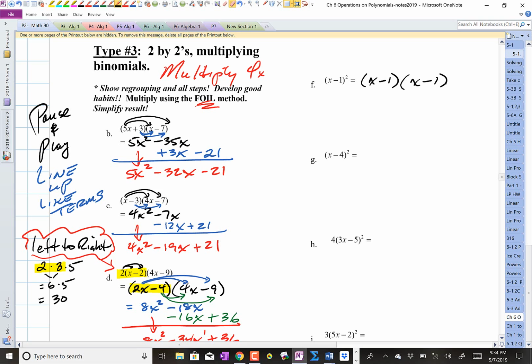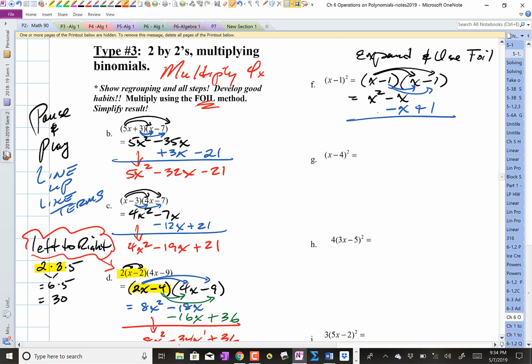So we're going to expand it and use FOIL, or the distributive property, however you want to think about it, because that exactly is what we're doing. X times x is equal to x squared. X times a negative 1 is a negative x. Inner product here, negative 1 times x is a negative x. Line them up. And then negative 1 times a negative 1 is a positive 1.